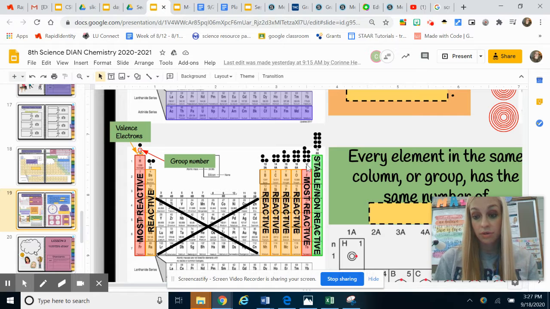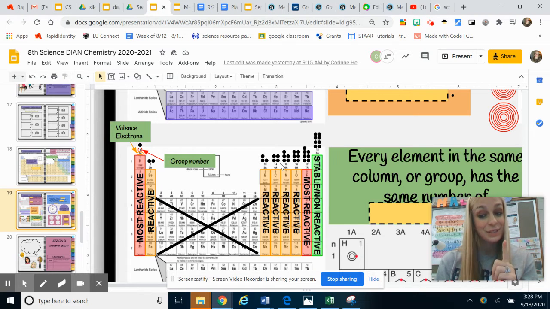So 17 is the most reactive, and then the reactivity decreases as the elements would have to do more work to become stable. So like 16, they need 2 valence electrons to become stable, so they're less reactive. 15, they need 3, so they're less reactive. 14, they need 4, so they're even less reactive. But when you get to 13, they have 3. They can give 3 away. So 13 is more reactive than 14 because 14 has more work to do. They have to get 4 valence electrons.